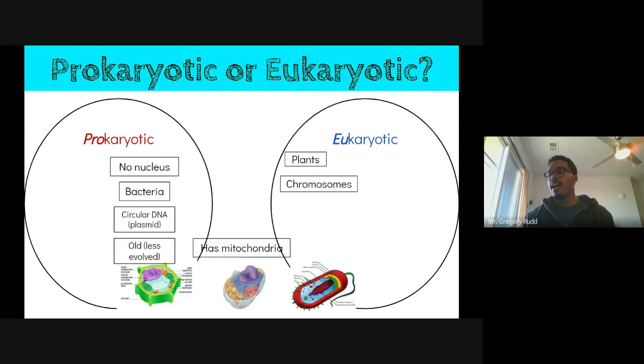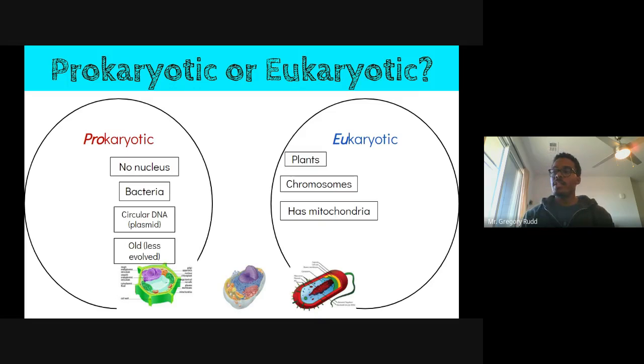Good. So we know that prokaryotic cells are less evolved because they've existed for a longer period of time. They were the earliest life forms. Eukaryotic cells, I'm sorry, I just gave it away. Mitochondria are found only in eukaryotic cells.